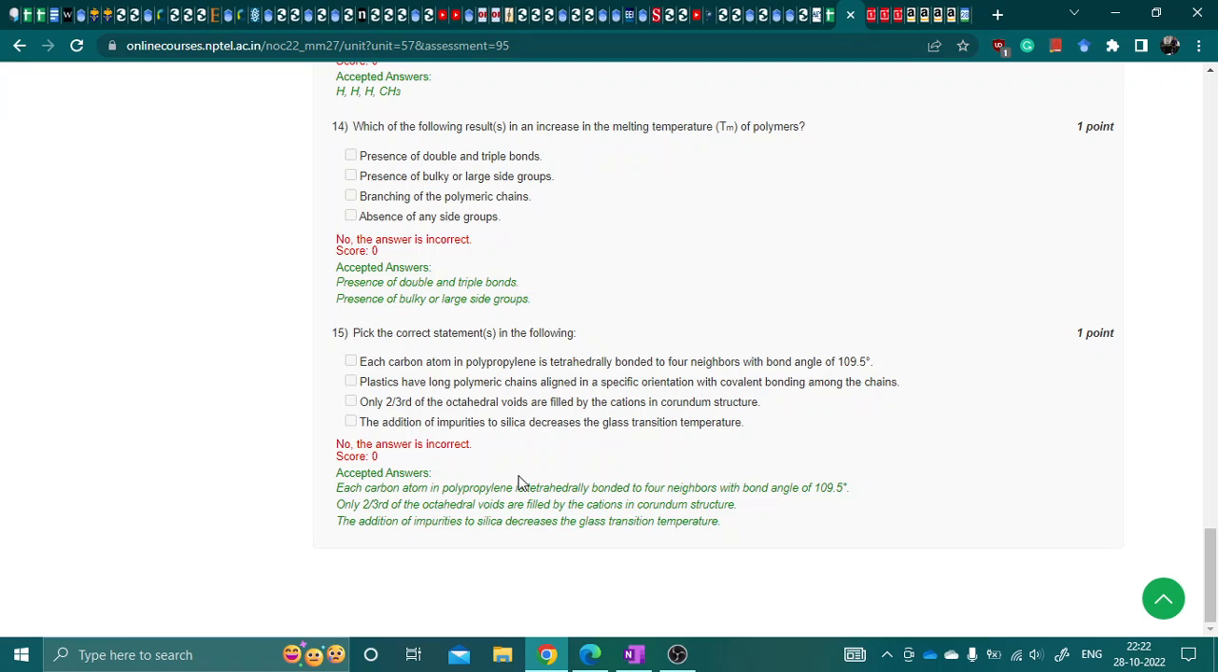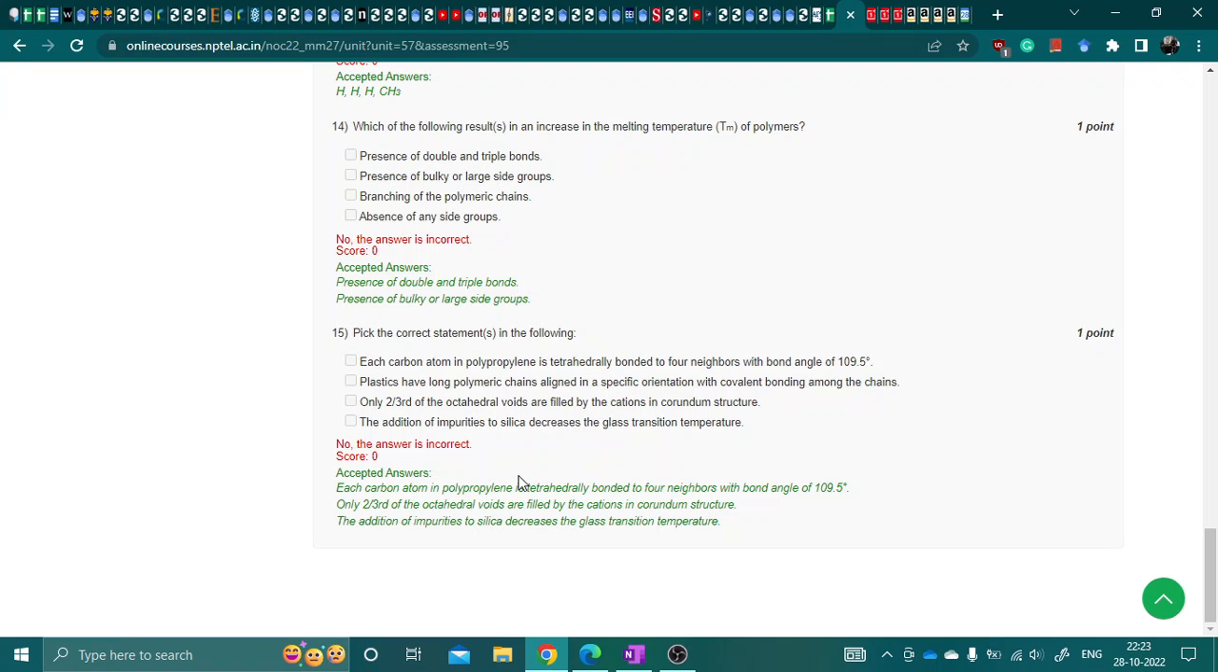Question 15, this is the last question. Pick the correct statements in the following. The right answers are: each carbon atom in polypropylene is tetrahedrally bonded to four neighbors with a bond angle of 109.5 degrees. That is, you saw in the lecture itself.